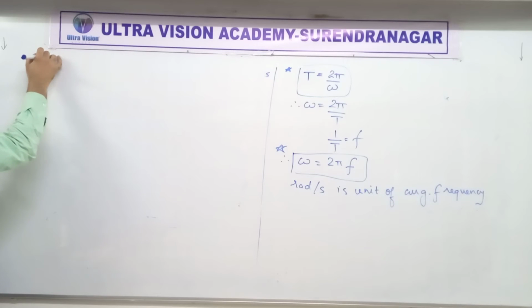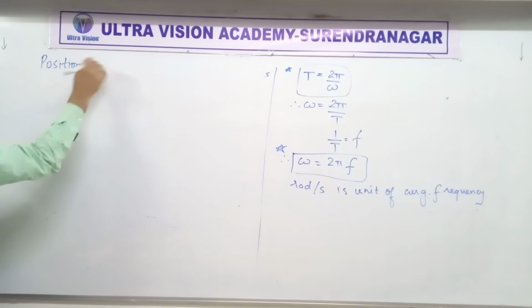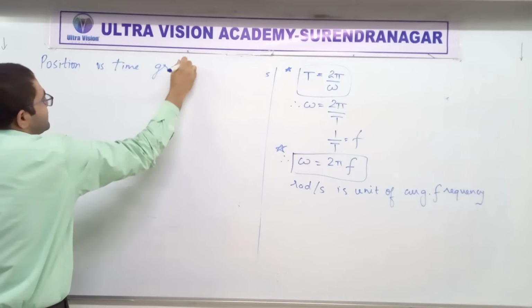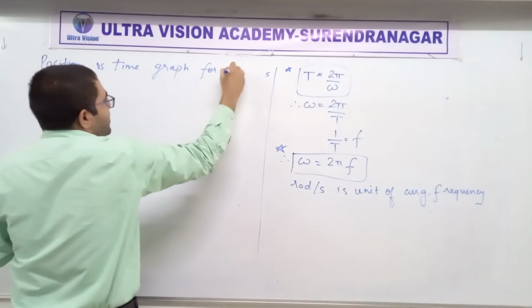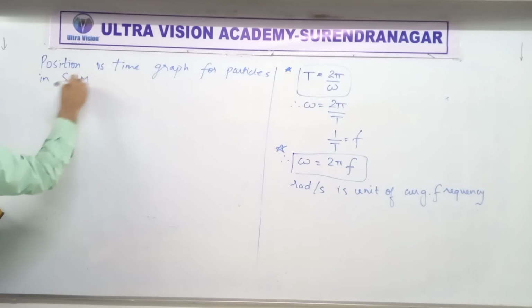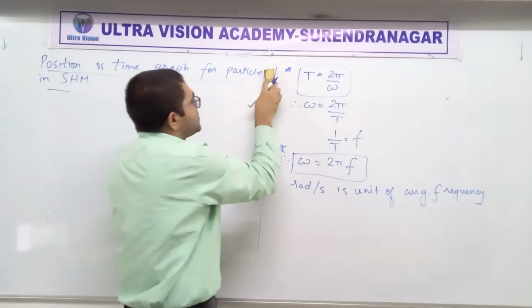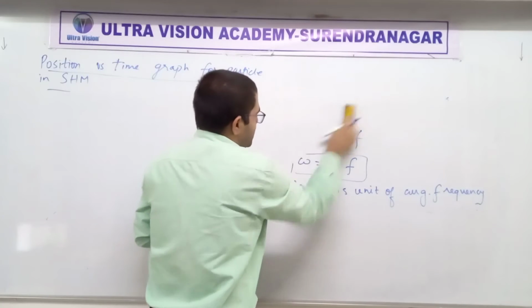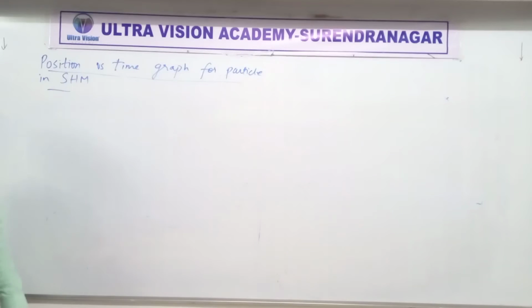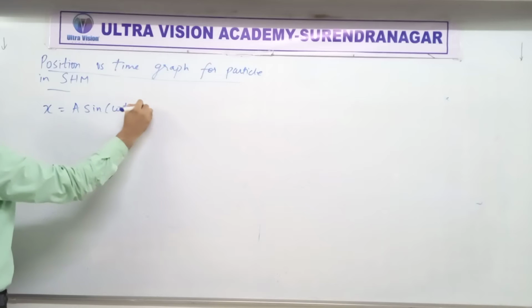Now, let's see the position versus time graph for a particle in SHM. Let's draw a position versus time graph for a particle in SHM. First of all, let me write the equation: x equals a sin(omega t plus phi 0).